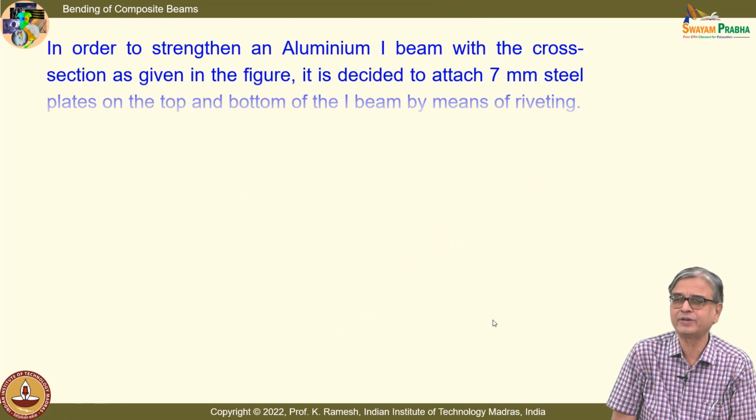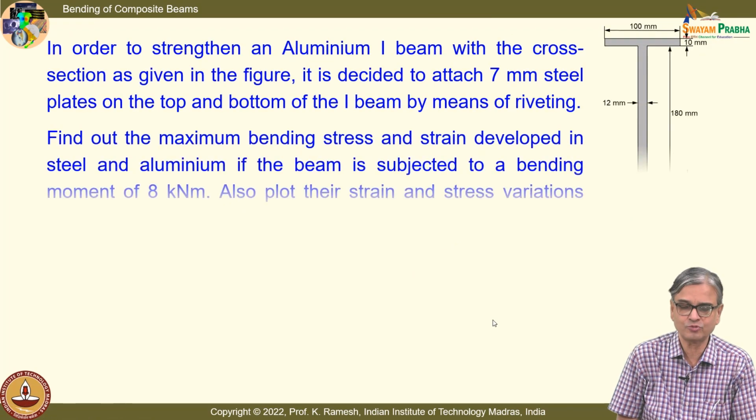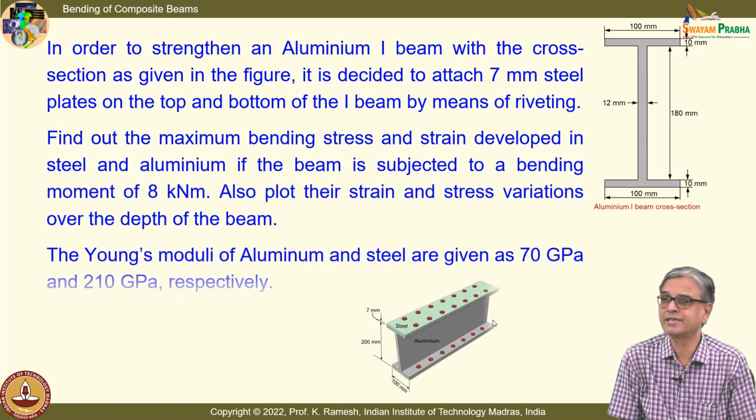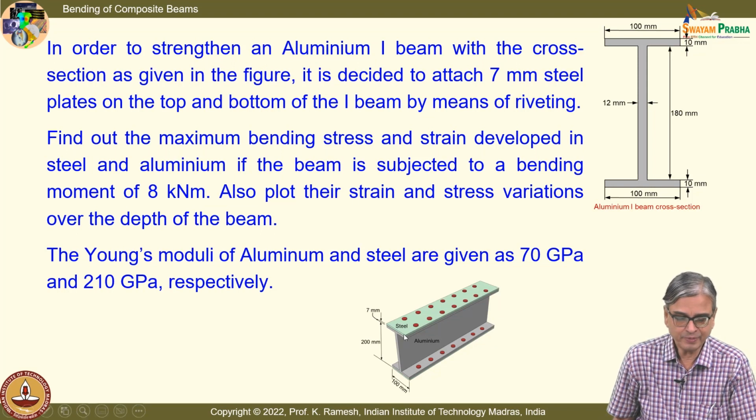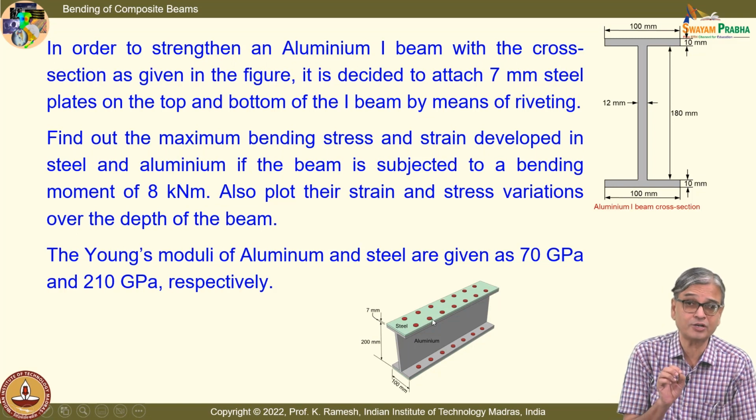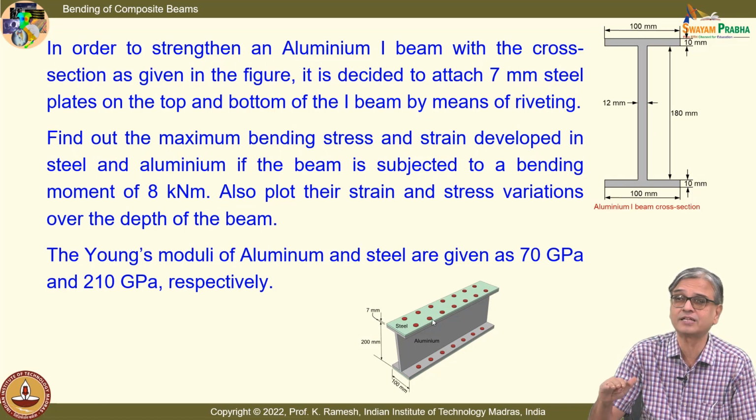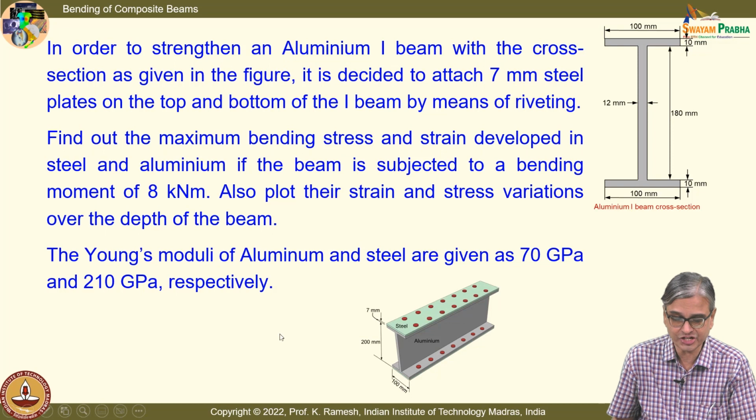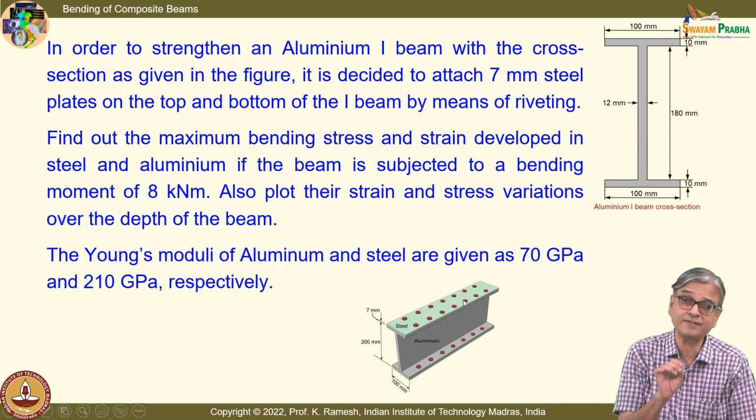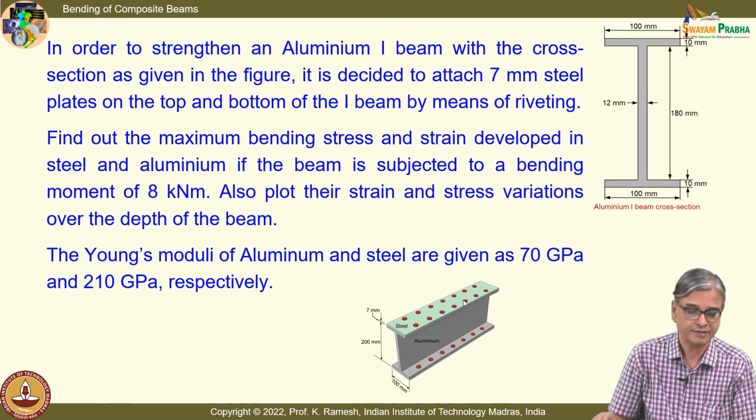Then we move on to a very interesting problem. I have to strengthen my I-beam, and one way of strengthening the I-beam was simply to put a steel plate on top of it and bottom of it and firmly connect it with rivets. That is a very important statement. It is not just placed on the original aluminum I-beam. The steel extra sheet is put on the top as well as at the bottom symmetrically, and this is also made integral with the I-beam. That is a very important statement, fine.